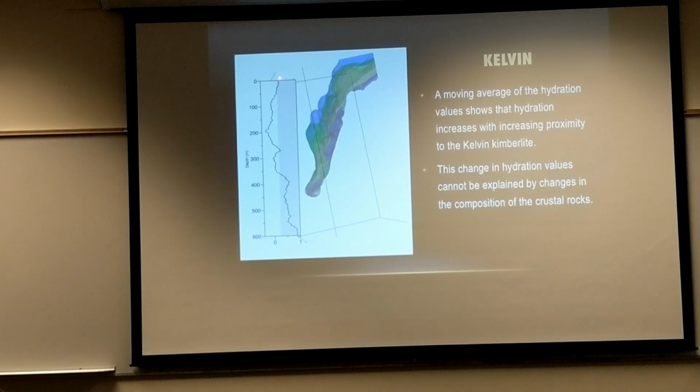As you go from the surface, there's a bit of surface hydration because you're on the surface and there's water up there. You go down, and it's not so hydrated here, but as you approach the kimberlite, as you get closer to it in space, you start getting more hydration. The idea is that the change in hydration values cannot be explained by change in composition across the rocks, and that's actually explained by its proximity to kimberlite.